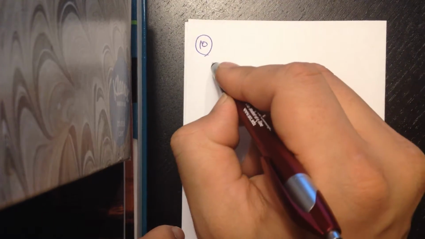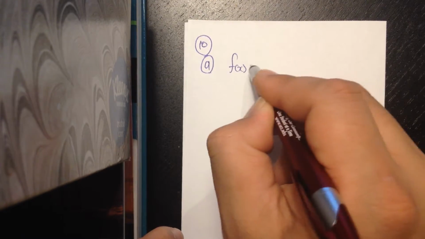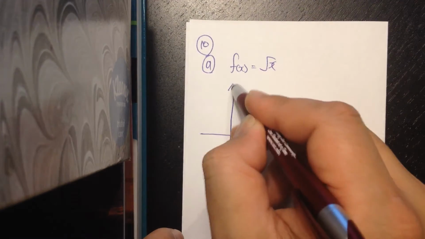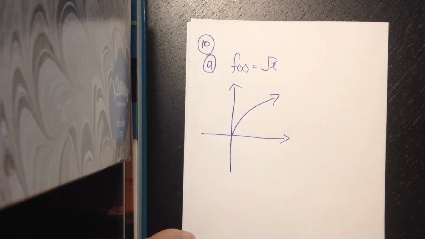You got to know question number 10. So here I'm going to say 10, letter A. How do we sketch this guy? Okay, so you just have to know this.